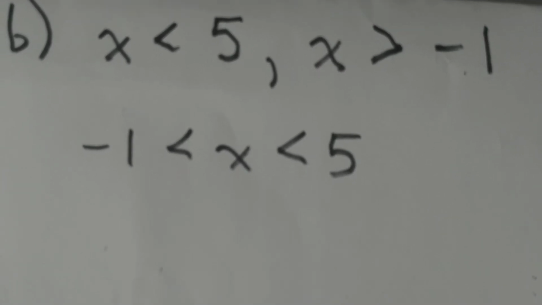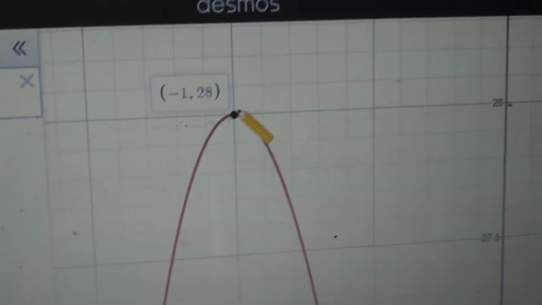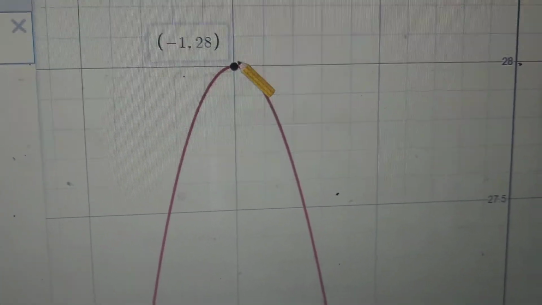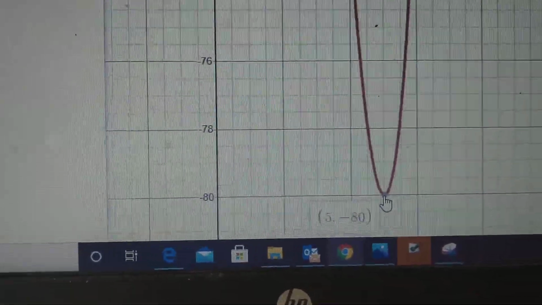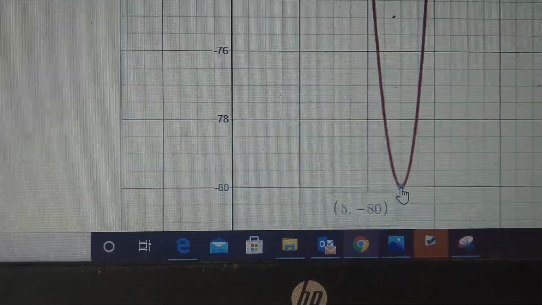Okay, we're going to look at where it's decreasing first. It's between -1 and 5. And here we're at -1, 28. This isn't the easiest graph to work with. Okay, and 5 is another turning point. So between -1 and 5, it's decreasing.